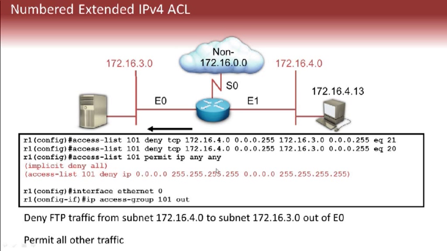Let's look at an example in our text here. Access list 101. And we are going to deny specifically TCP from 172.16.4 to 172.16.3 equal port 21, one of the two ports that can be utilized in the file transfer protocol, FTP. Then we deny TCP 172.16.4 going to 172.16.3 over the other FTP port 20.